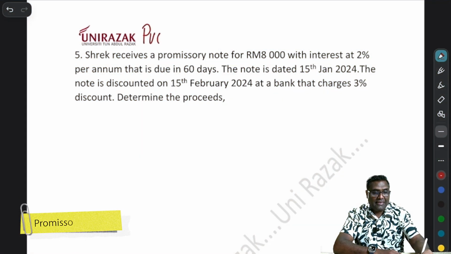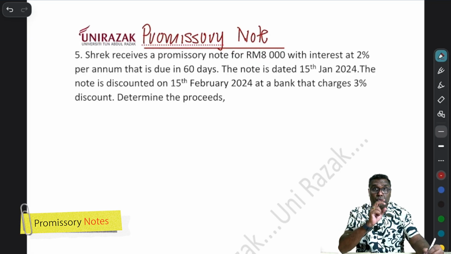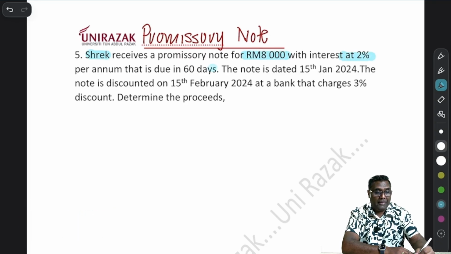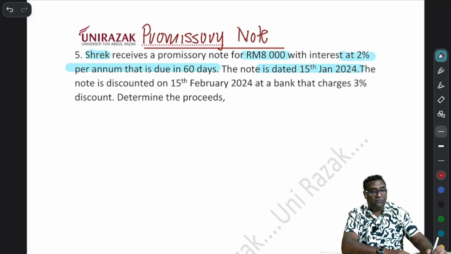This is the next thing that you need to know under the promissory note. A very important part. Now I divide the question into two. First part of the question: Shrek took a loan for 8,000 and agreed to pay 2% per annum, which is going to be due in 60 days. The note was dated 15 January 2024. This is the first part.